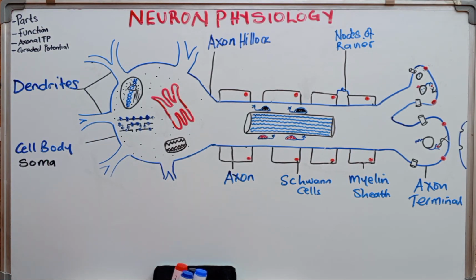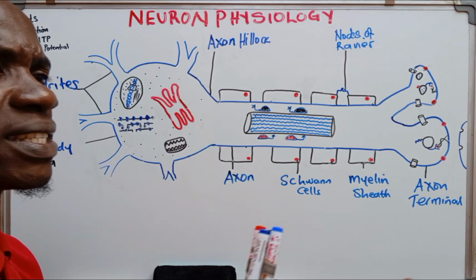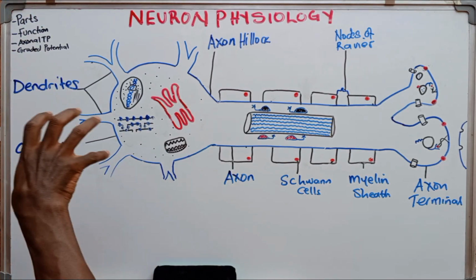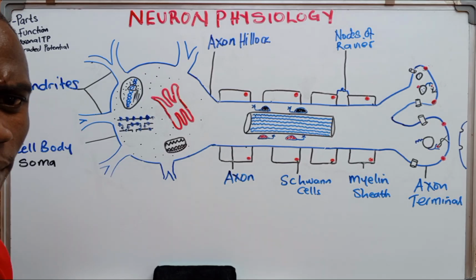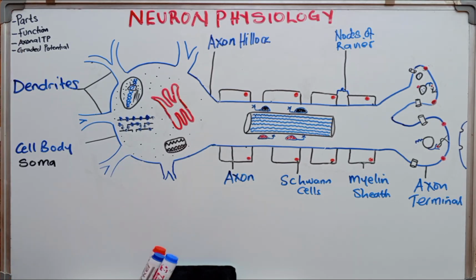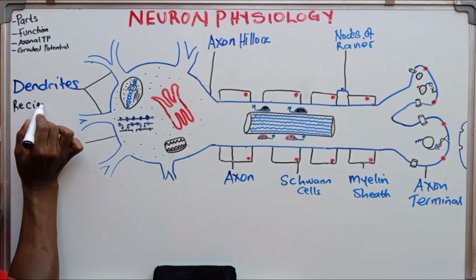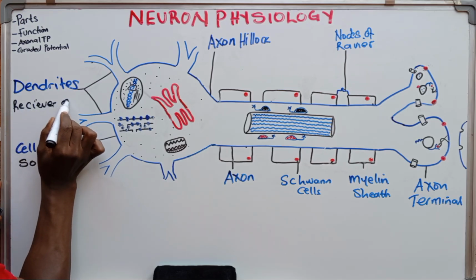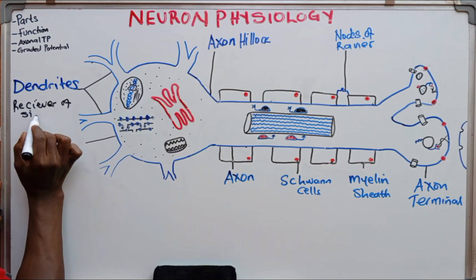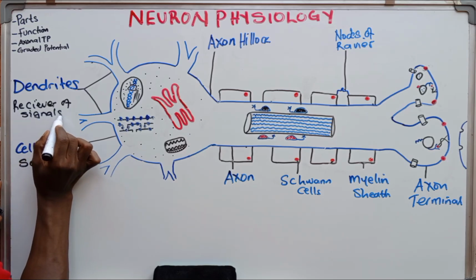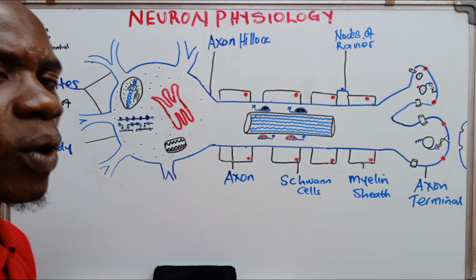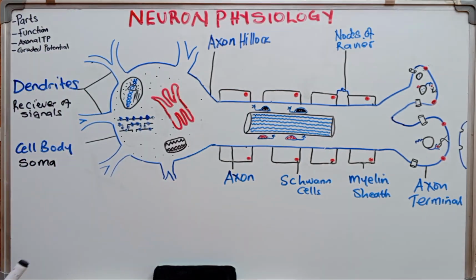These dendrites are going to be the receptors. They are going to be the receivers of electrical signals that are coming to this cell body. The dendrites are receivers of signals. What else is going to be the role of the dendrites?